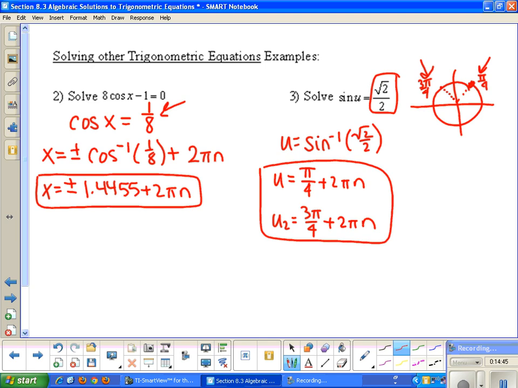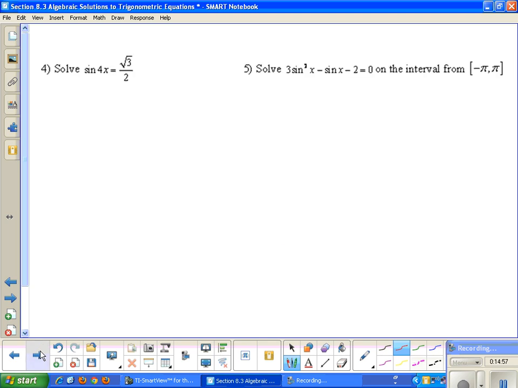So again, anytime you have something that's on your unit circle, make sure you find the exact values of it. And if you wanted to, you could also think about making a triangle and then trying to figure out what kind of triangle we're working with. This would be a 45, 45, 90 triangle, and then solving to find your solutions. So let's go to the next one.